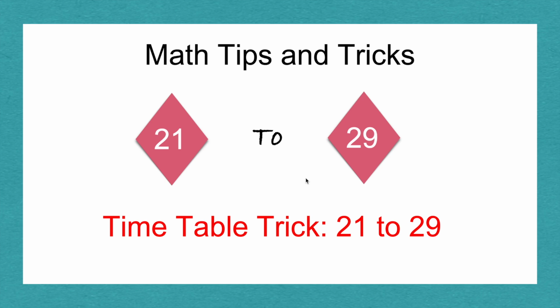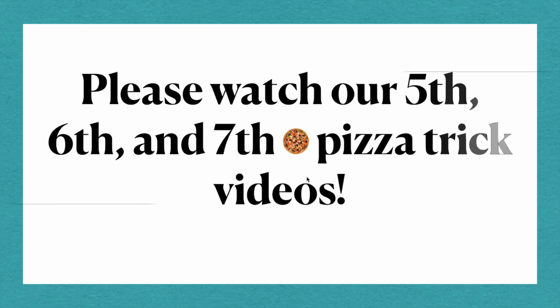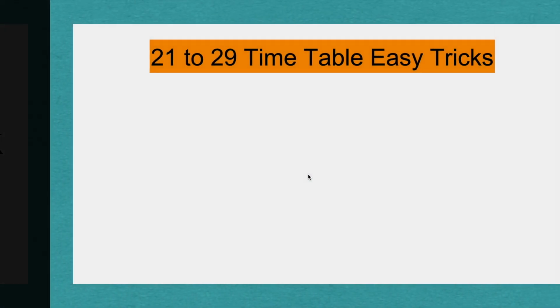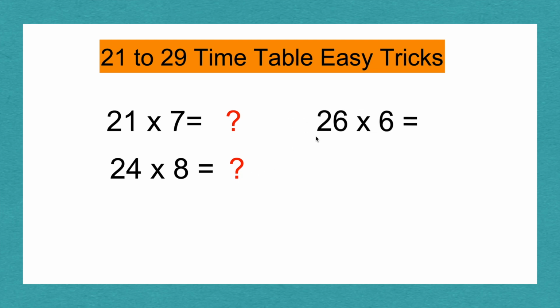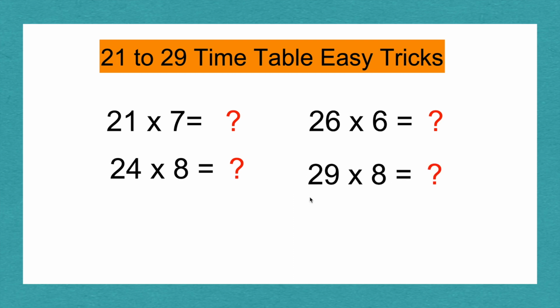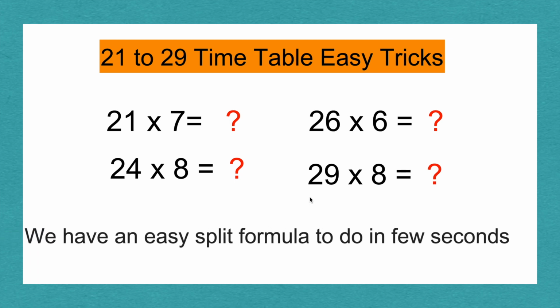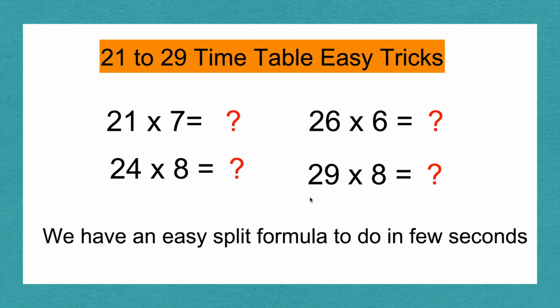It's going to be another math tips and tricks video. I'm going to do the 21 table to 29 table with a timetable trick. I have made some other videos with a trick called a pizza trick. Don't forget to watch those. Today I'm going to show you how to do things like 21 times 7, 24 times 8, 26 times 6, and 29 times 8 in a few seconds. We have an easy split formula to do in a few seconds.